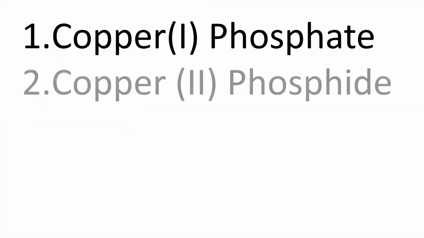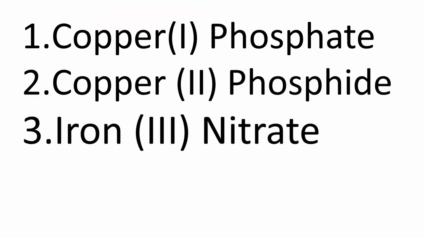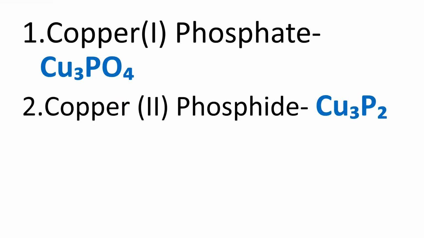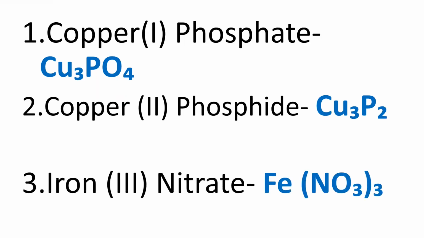So let's do it here, with copper(I) phosphate, copper(II) phosphide, and iron(III) nitrate. So what will happen? For the copper(I) phosphate, this is the chemical formula, Cu3PO4. Remember, when you see ATE, it automatically combines a polyatomic ion, so it is fixed in value. PO4 for the phosphate. Phosphide, then iron(III) nitrate. This is fixed in NO3.